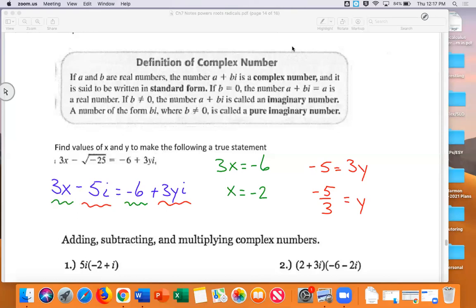If I put the i in there, am I wrong? No, but I think it just complicates things more, right? Because now I have negative 5i equals 3yi, and now it kind of looks like I have two different variables. And that I feel just confuses kids.